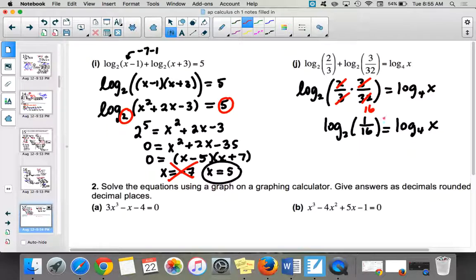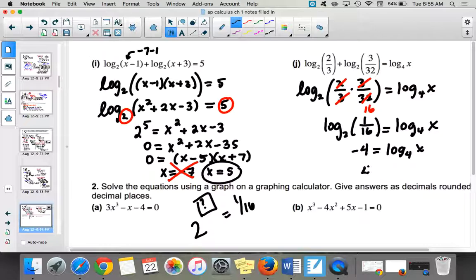Basically this log base 2 of 1 over 16, that's a number, and we should know what that number is. What we're saying is 2 raised to some power gives me 1 over 16. So what's going to create the 1 over? A negative exponent, right? What about the 16, the bottom part? 4. So it should be negative 4. So all of this is negative 4 equals log base 4 of x.